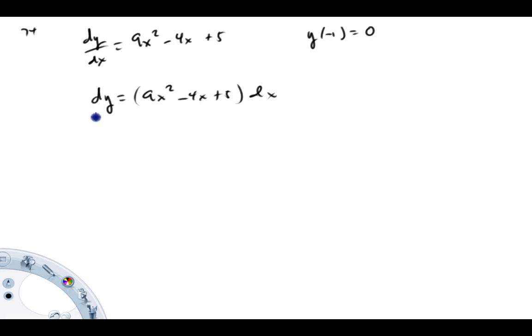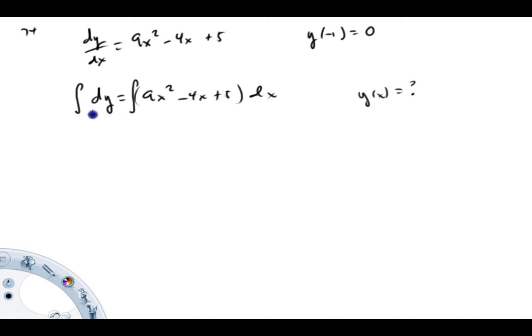And the solution of this is some function of y, and that's what we're looking for. What is the function that solves this original equation? And it's solved by integrating both sides. So what I'm going to do here is look at integral dy equals integral 9x squared minus 4x plus 5 dx.